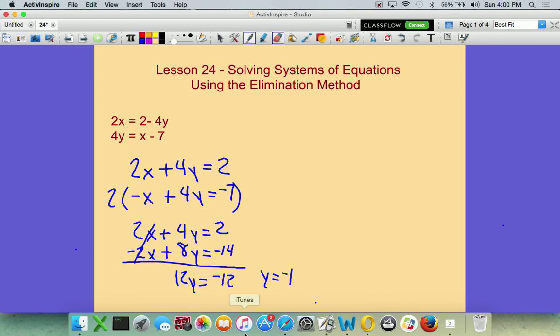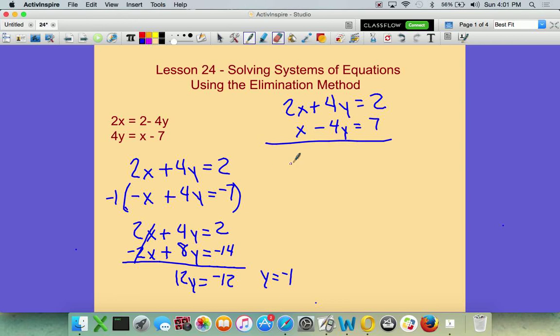Now that's one thing that we could have done here. The other thing that we could have done, instead of multiplying by 2, we could have multiplied either one of these equations by a negative 1. Alright, and if we did that to the bottom, we would end up with this system. And then if we add these together, the y's go away. So we've got 3x equals 9, x ends up being 3.